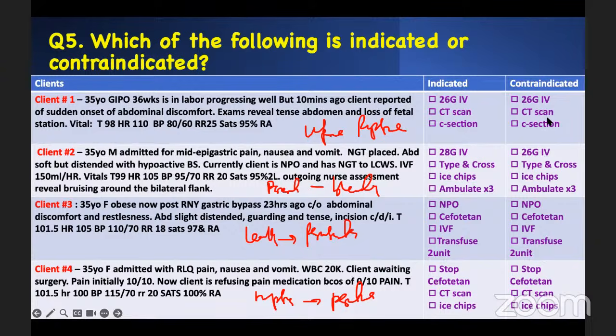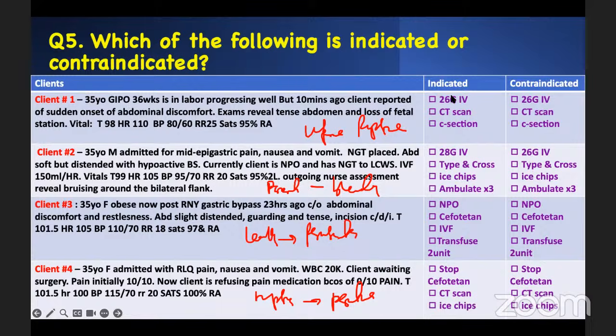Think about it. The lady is going to be in septic shock, hemorrhagic shock, uterine rupture. Where will she be? Do you want to put a 26 gauge IV in? Tell me. If you want to put it, that's fine. If you want to take the patient to go get a CT scan, just tell me. If you want to go to C-section, then do it. What do you guys think? Which one is indicated here? Which one is contraindicated? If it's indicated here, you check it. If it's contraindicated, yeah.